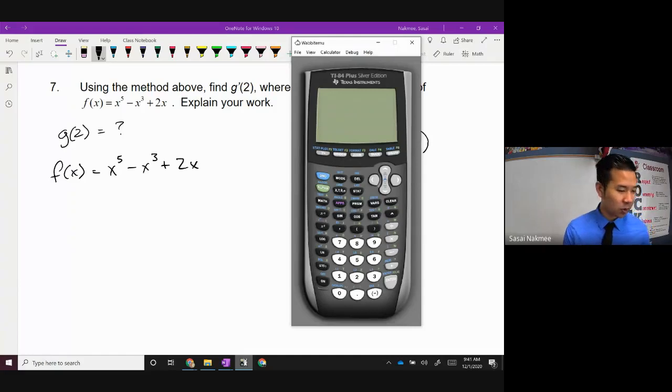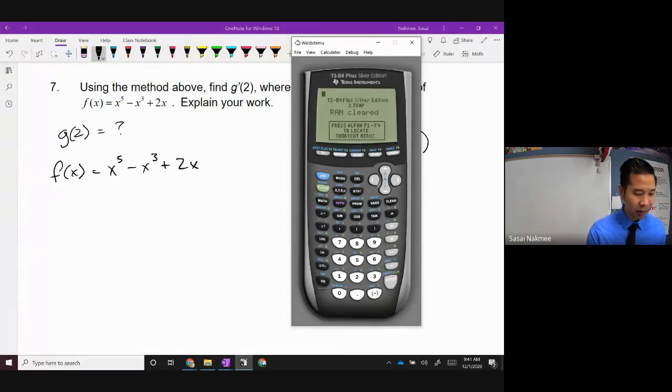But probably practice more with the TI, just because that's what usually is allowed on the AP exam. They don't usually allow the Desmos calculator, but it's easier on the Desmos calculator. So let's go ahead and take a look here.